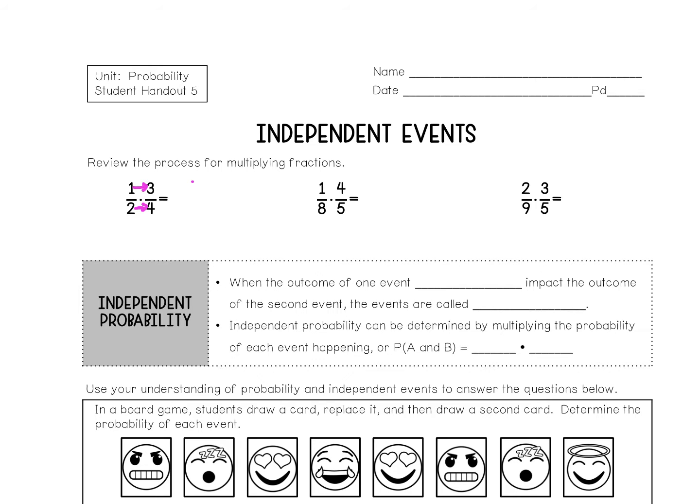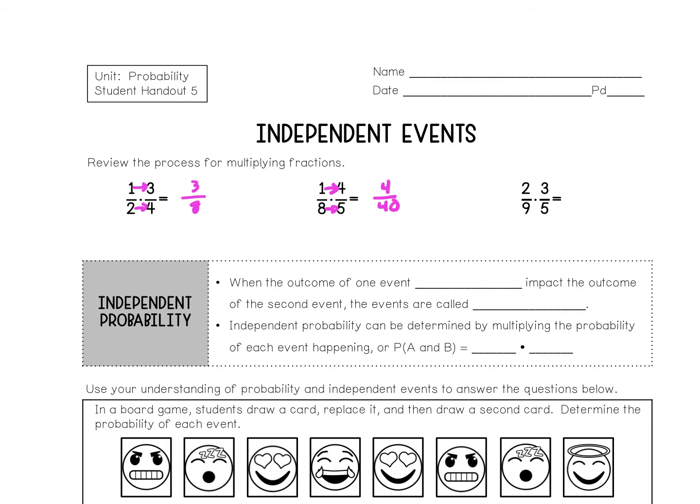So 1 times 3 is 3 and 2 times 4 is 8. And then we can reduce. There is a way to reduce before we multiply, but let's go ahead and multiply first and talk about it. The second example, if I multiply straight across, 1 times 4 is 4, and 8 times 5 is 40.